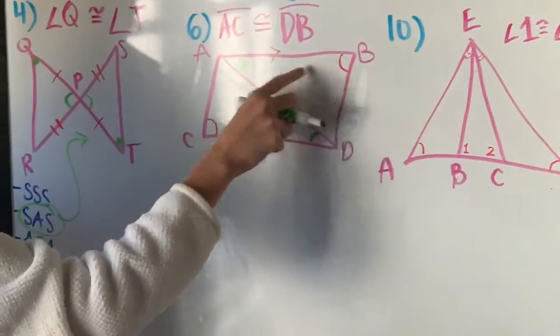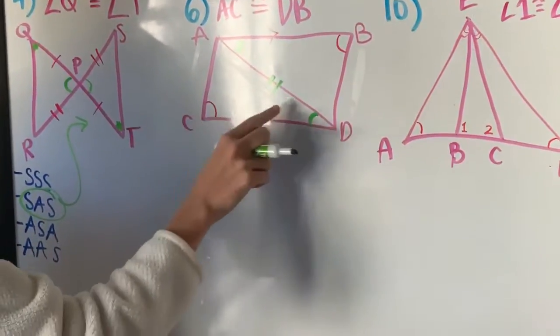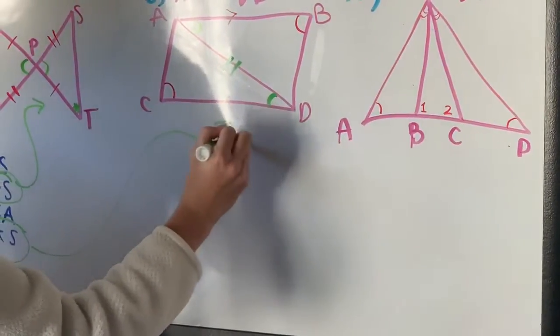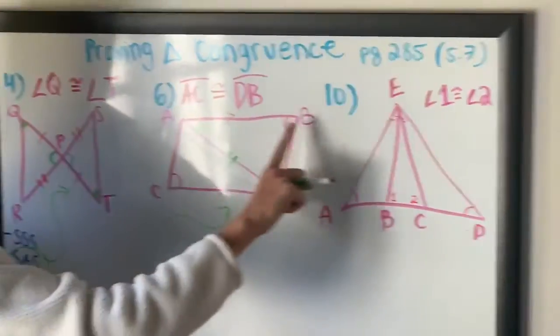Okay, that gives us angle-angle-side. Angle-angle-side, and that's what we use to prove congruence here. Thus you know that these two segments are equal.